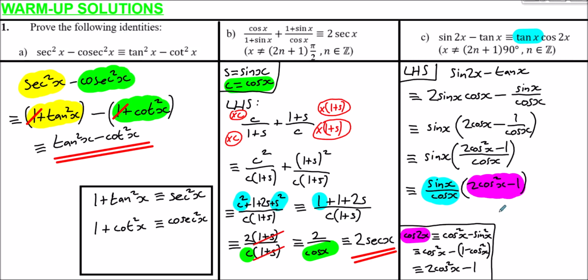So final step, sine over cos we can say is tan x, because it is, and 2 cos squared x minus 1 is of course cos 2x. So we've shown these identities to hold. Let's have a look at the mechanics warm-up question, question 2.